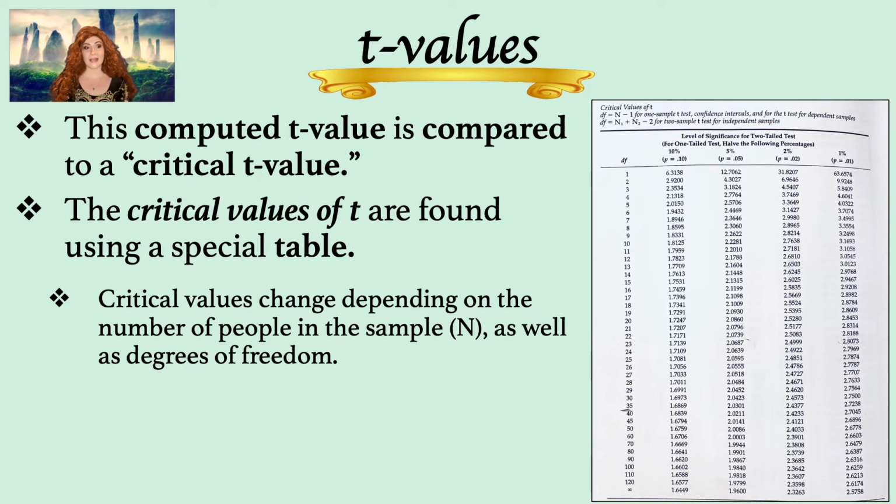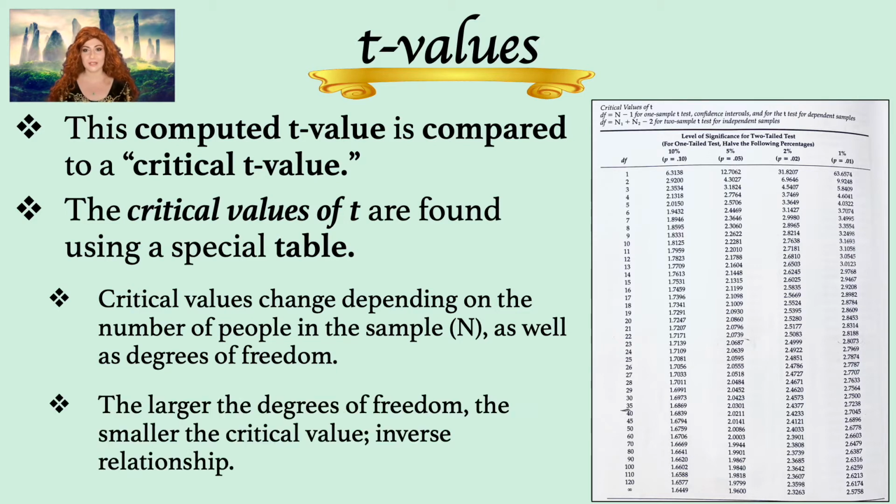And critical values change depending on the number of people in the sample, as well as degrees of freedom. Degrees of freedom, may I remind you, are equal to n minus 1. So if I have 100 people in my sample size, degrees of freedom for a sample size of 100 would be 99, n minus 1. So the larger the degrees of freedom, the smaller the critical value. Essentially, they have an inverse relationship. So it's always better to have a larger sample size than a smaller sample size due to statistical power, which we will talk about shortly. But what you should know is that as sample size increases, the t-critical value decreases.